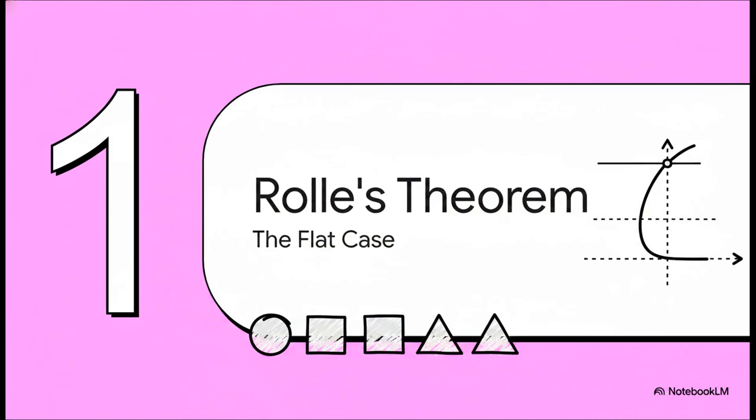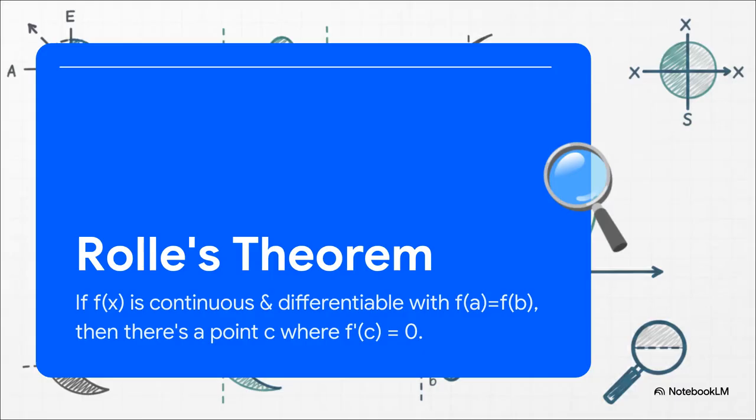All right, let's dive in, starting with the most specific version of this idea, Rolle's theorem. You can think of it as the flat case, and trust me, you're about to see exactly why that name makes perfect sense. Okay, here's the formal definition. But don't think of it as just a rule. It's more like a promise. If your function meets three specific conditions, the theorem guarantees a result. It guarantees that somewhere in between your start and end points, the slope of the curve has to be perfectly flat, a slope of 0.